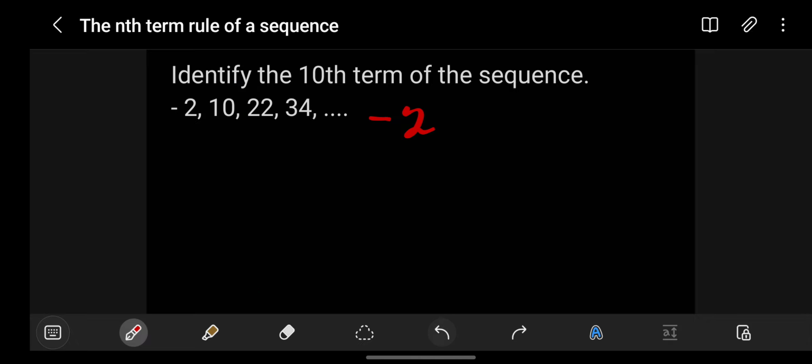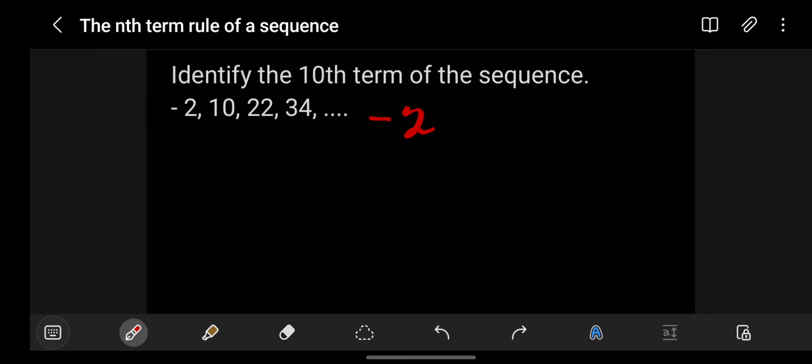That means there is an increase of 12, right? From here to here, there is an increase of 12. And from 10 to 22, there is also an increase of 12. The same thing with 22 to 34, an increase of 12. So if you do not understand integers, maybe you have to go back to our third quarter last lesson regarding understanding integers using the number line.